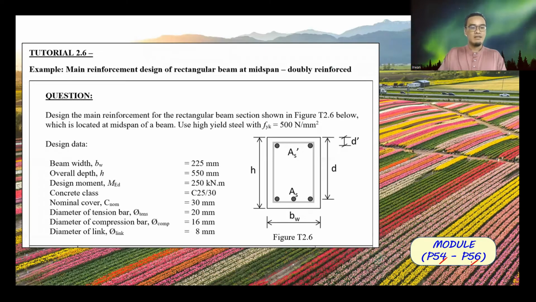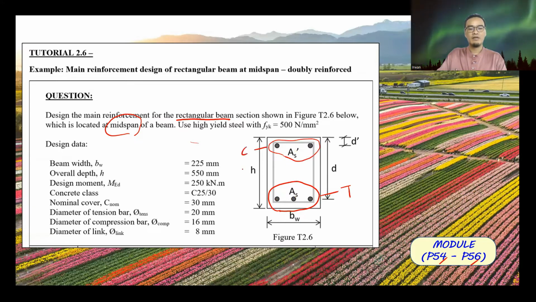Okay, the question is, design the main reinforcement for the rectangular beam shown in figure 2.6 below, which is located at the midspan. So if at the midspan, the tension reinforcement is located at the bottom or at the top part of the section? Any answer? Yes, it will be located at the bottom part because the tension will occur at the bottom, so the tension reinforcement will be placed at the bottom, and compression reinforcement will be placed at the top part of the beam.